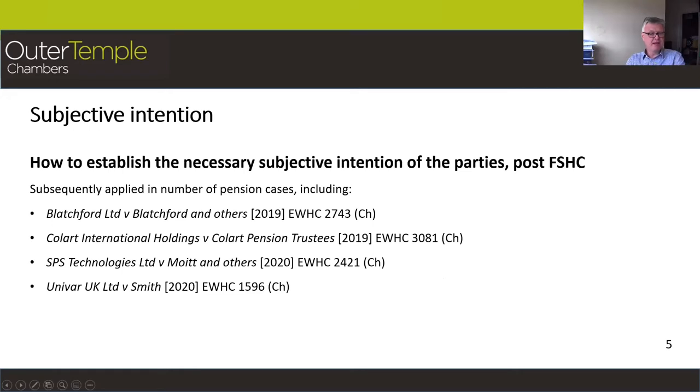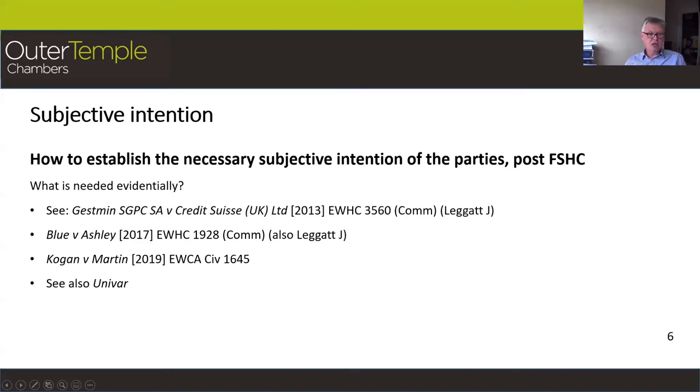We then have a number of pensions cases dealing with rectification of pension scheme documentation after FSHC. I've given you a few here. Blatchford, Collar, SPS were all dealt with by way of disposal. They weren't contested. Univar, as Michael will tell you in a moment, was a contested case. So we come to the question, well, what needs to be established evidentially?